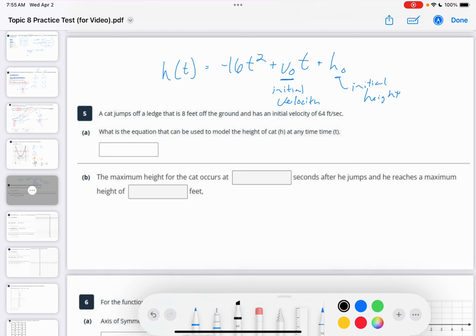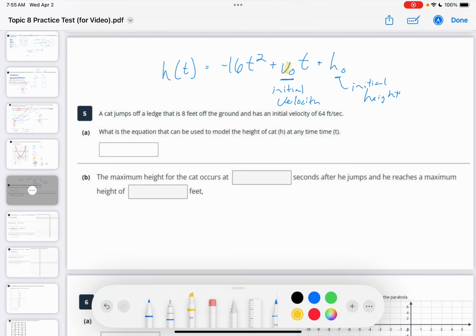So those are the two pieces in our function that we need to sub in. I need to know what this is and what this is. We have my initial height here and my initial velocity there. So we just simply rewrite this as h sub t equals -16t squared plus, now we'll do the velocity, which is 64. Don't forget there's a t still behind it. And then we'll do h sub 0, which is my initial height, which is 8.